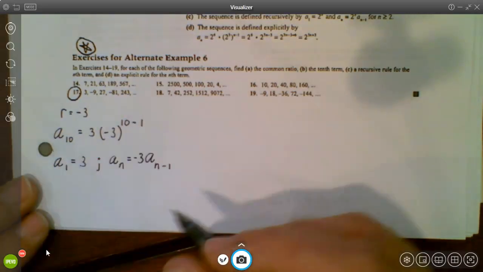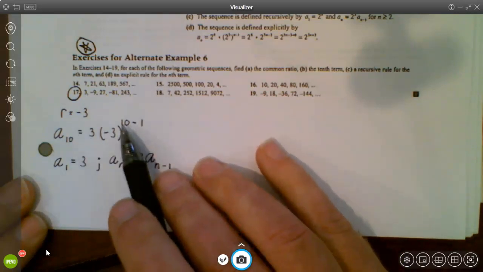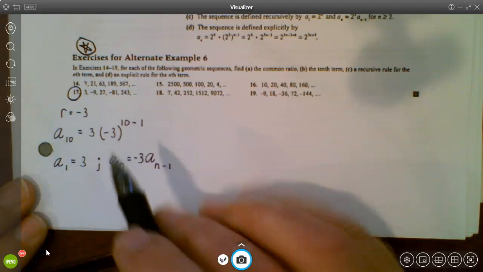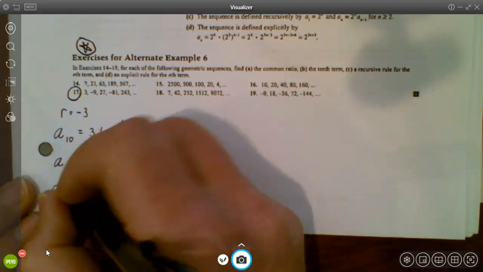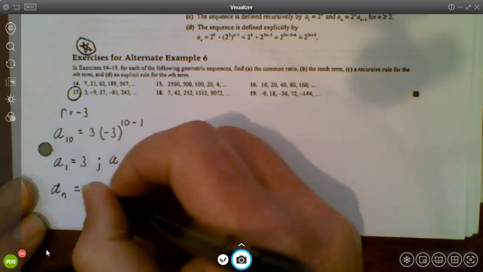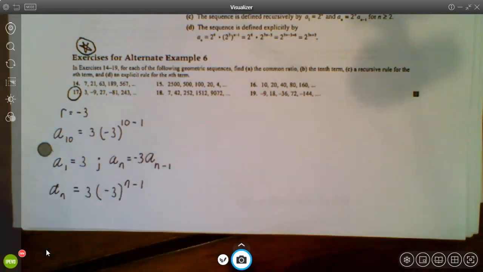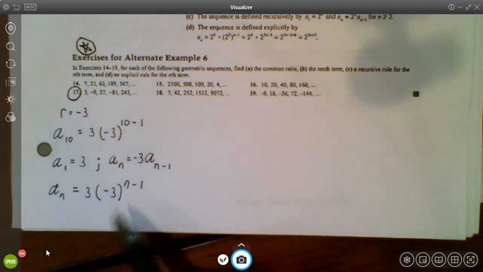Moving on down to finding the explicit rule, same thing that we did here, but you leave n as n. So for the explicit rule, we're going to say it is 3 times -3 to the n-1 power. And remember, you cannot simplify that. That's as simple as it gets. All right, let me flip over to the back page.